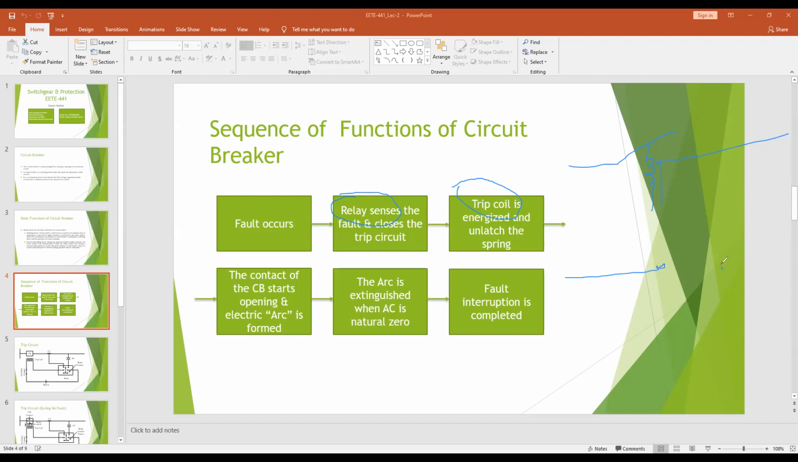whenever you are dealing with fault current, the fault current flowing through this contact of the circuit breaker produces a high magnetic field surrounding the contact space of the circuit breaker. It does actually two things. It prevents the circuit breaker from opening easily.